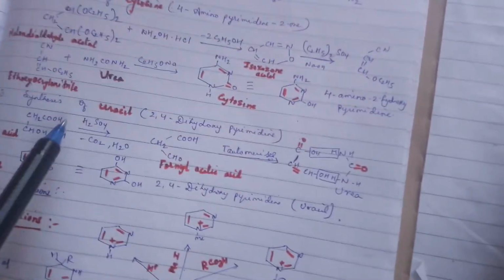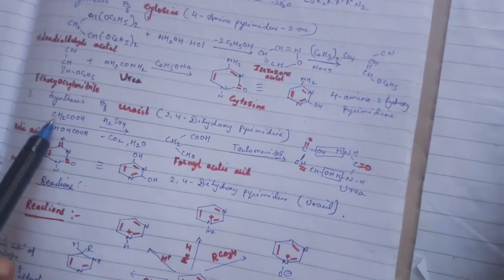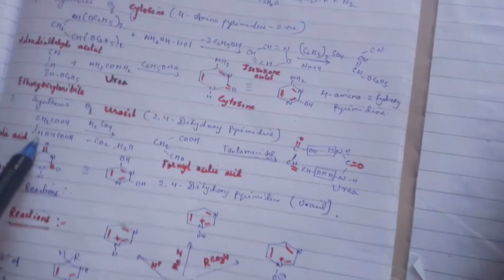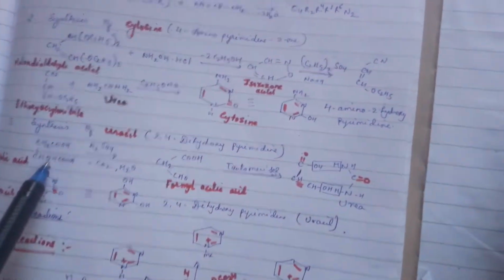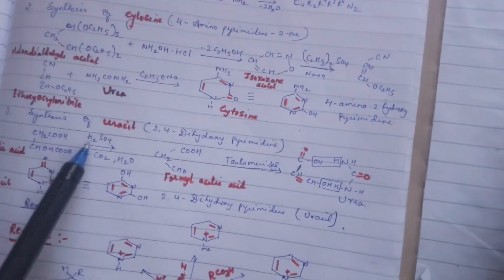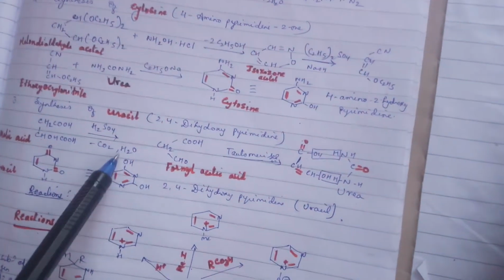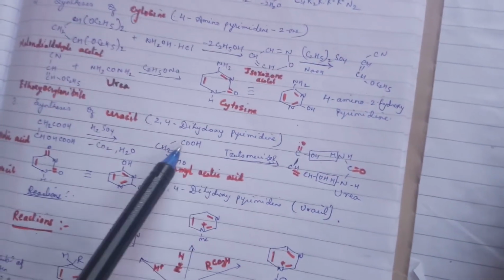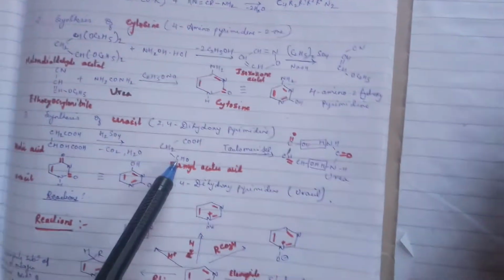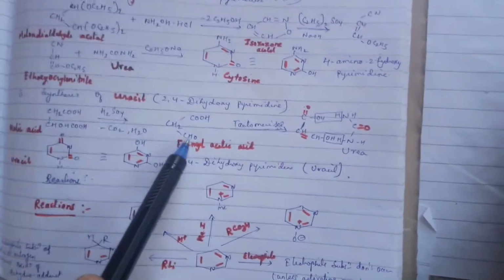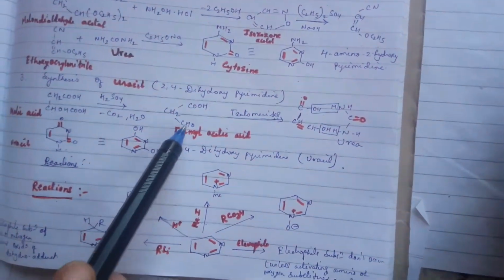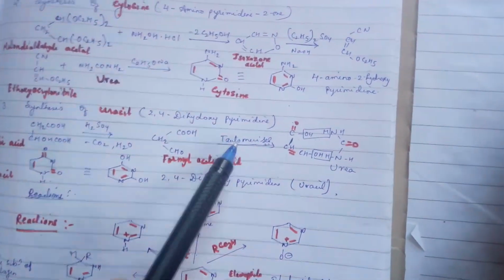For the synthesis of uracil, I have taken malic acid. This is a hydroxy acid, with CH2COOH, and on the second carbon there is one hydroxy group and a COOH group, which after decarboxylation and dehydration will give formylacetic acid, that is acetic acid that has been formylated, having an aldehyde group.